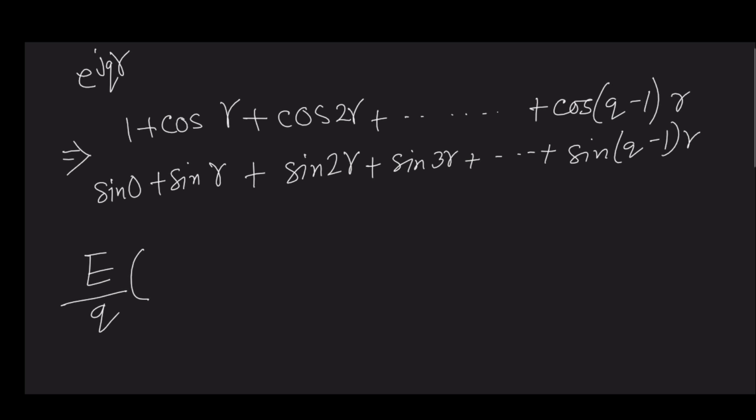If we increase q to a very large number, you will have plenty of terms here. And if you make q very high, you are reducing the value of gamma, and therefore cos gamma, cos 2 gamma and so on, at least the first few terms, will always give you values very close to 1. So if you do it, you will get something like 1 plus cos gamma plus cos 2 gamma plus up to cos (q minus 1) gamma.